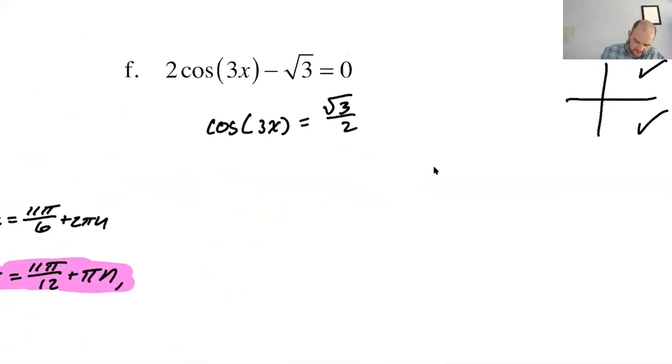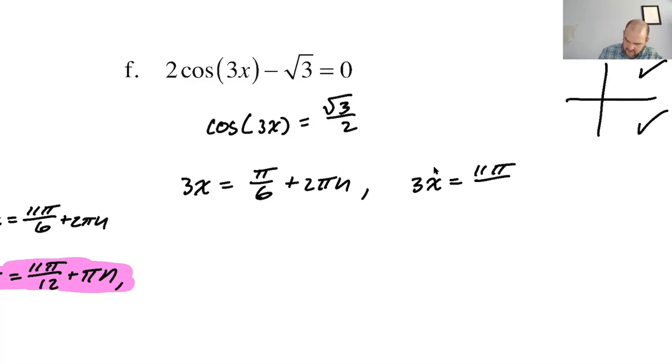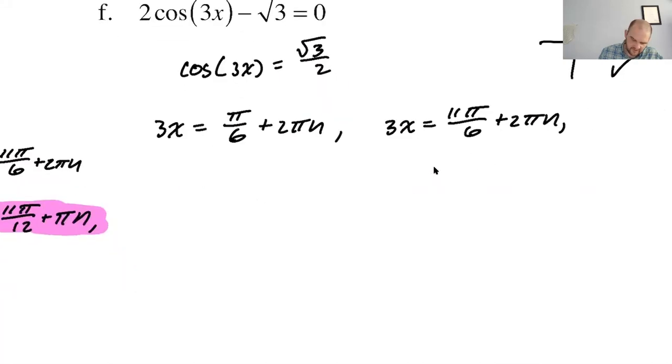So either 3x is pi over 6 plus 2 pi n, or 3x, in quadrant 4, is going to be 11 pi over 6 plus 2 pi n. And then we divide by 3, so x is pi over 18 plus 2 pi over 3 n, or x.